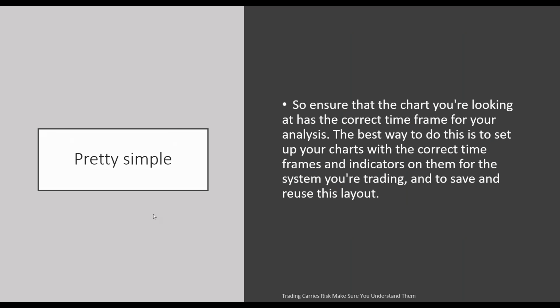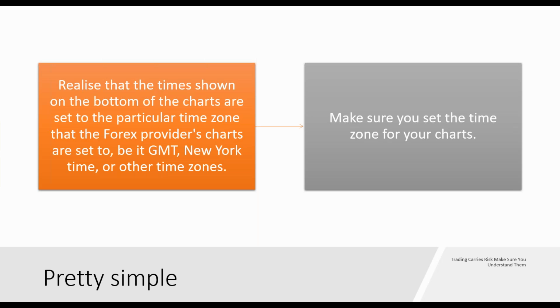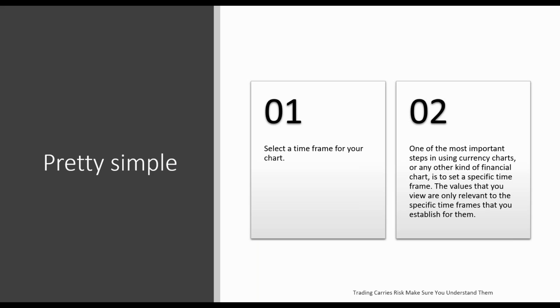To ensure that you're looking at the correct time frame for your analysis, the best way to do this is set up your charts with the correct time frame and indicators on them for the system you're trading, and to save and reuse that layout. Now realize that the timelines shown on the bottom of your chart are set to the particular time zone that the forex providers' charts are set to, which may be GMT, New York, or others. Make sure you set the time zone for your charts.